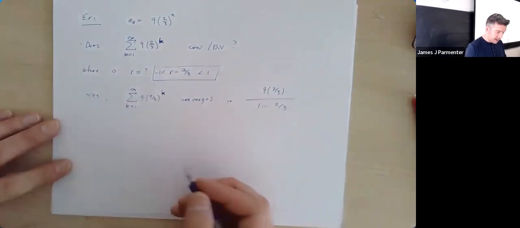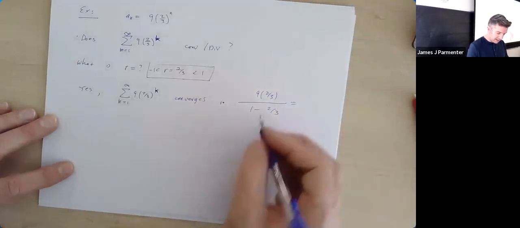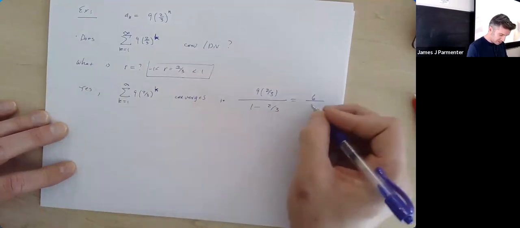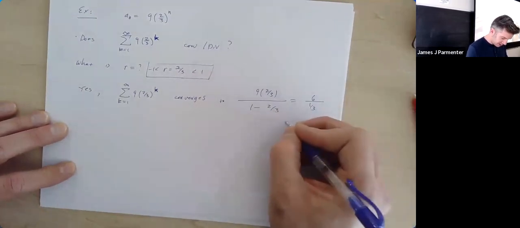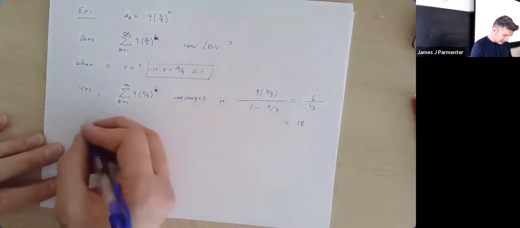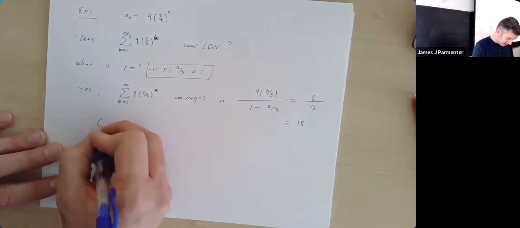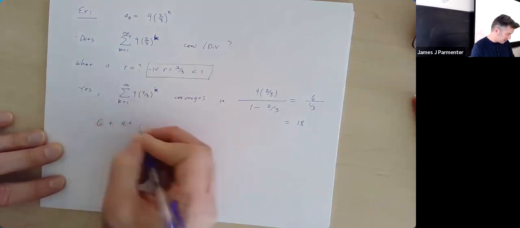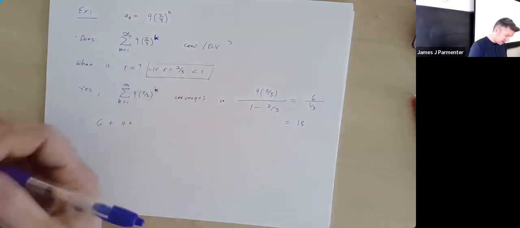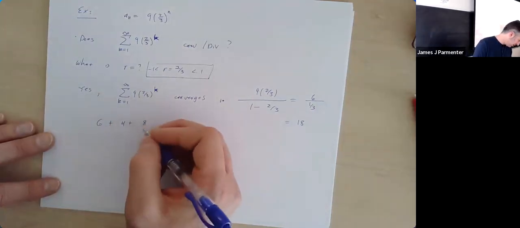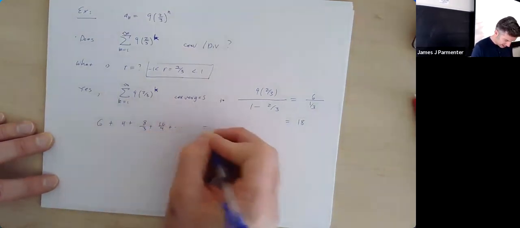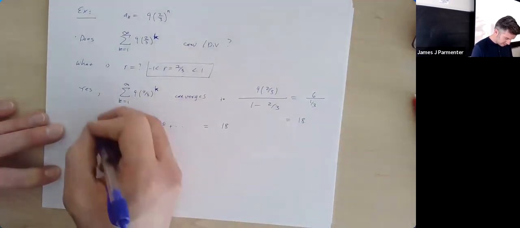That's actually not that bad. If we think carefully here, 9 × 2/3 is 6. 1 − 2/3 is 1/3. And if we multiply by the reciprocal, that's just 18. So what we're really saying here is that 6 + 4 + 8/3 + 16/9 + ..., I'm just writing out the terms of the sequence, we're writing them as a series now because I'm adding them up together. That's adding up to 18.